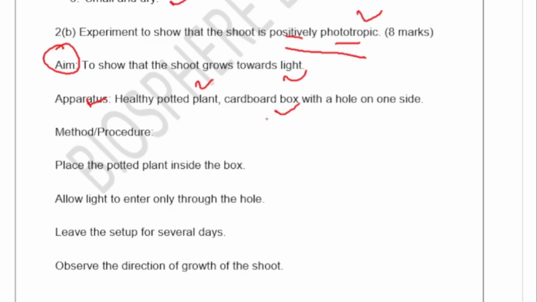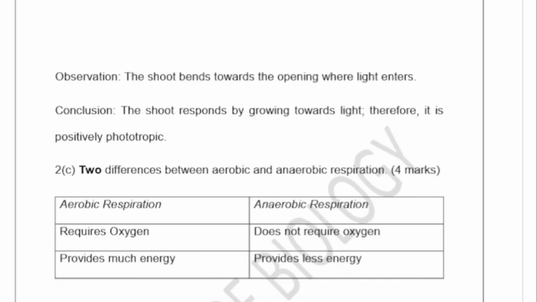one side. Then the method and procedure: you place the potted plant inside the box, allow light to enter only through the hole, leave the setup for days, and then observe the direction of growth of the shoot. So that will now tell you if it is growing towards the light or if it is not.